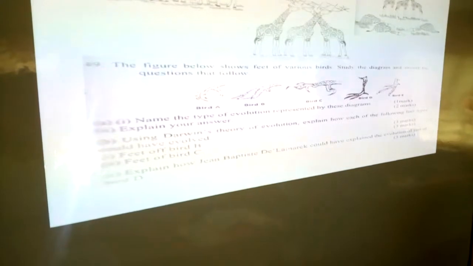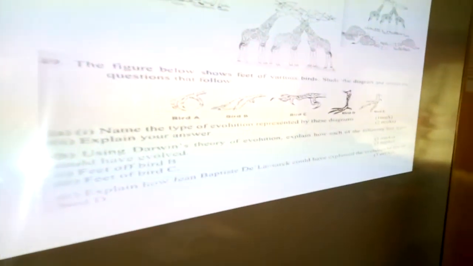On the final bit, the figure below shows feeds of various birds. Study the diagram and answer the questions that follow. That is a small assignment for you, that you look through the questions and think about them, so that we will be able to discuss them in the next session.